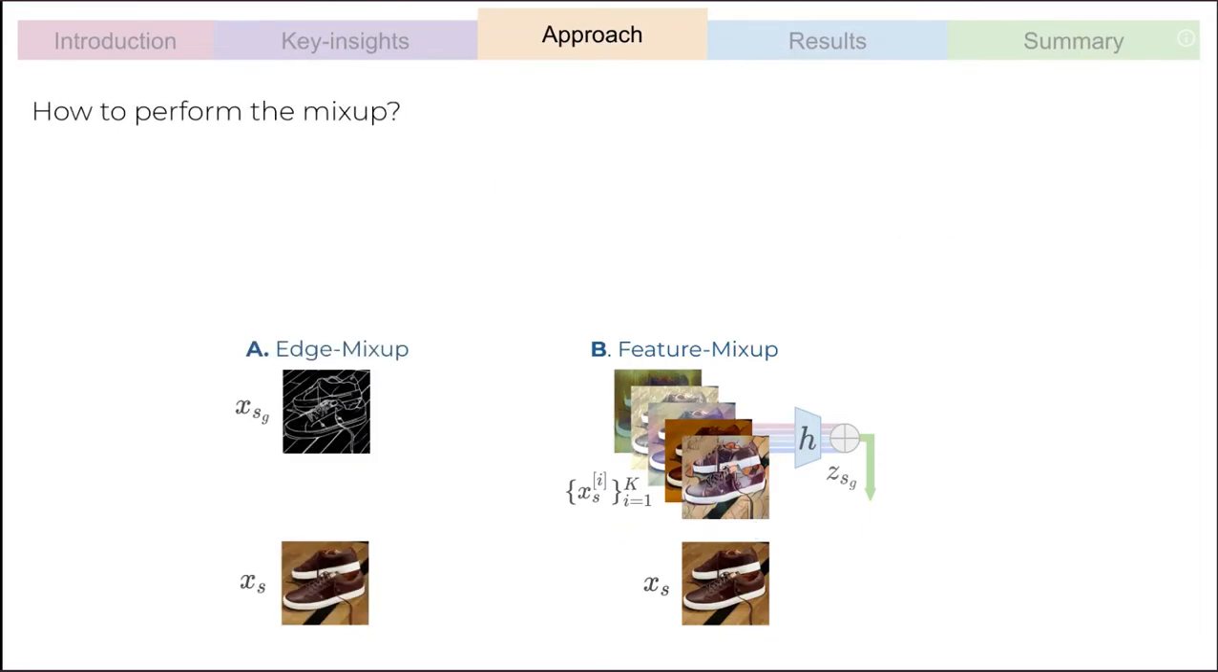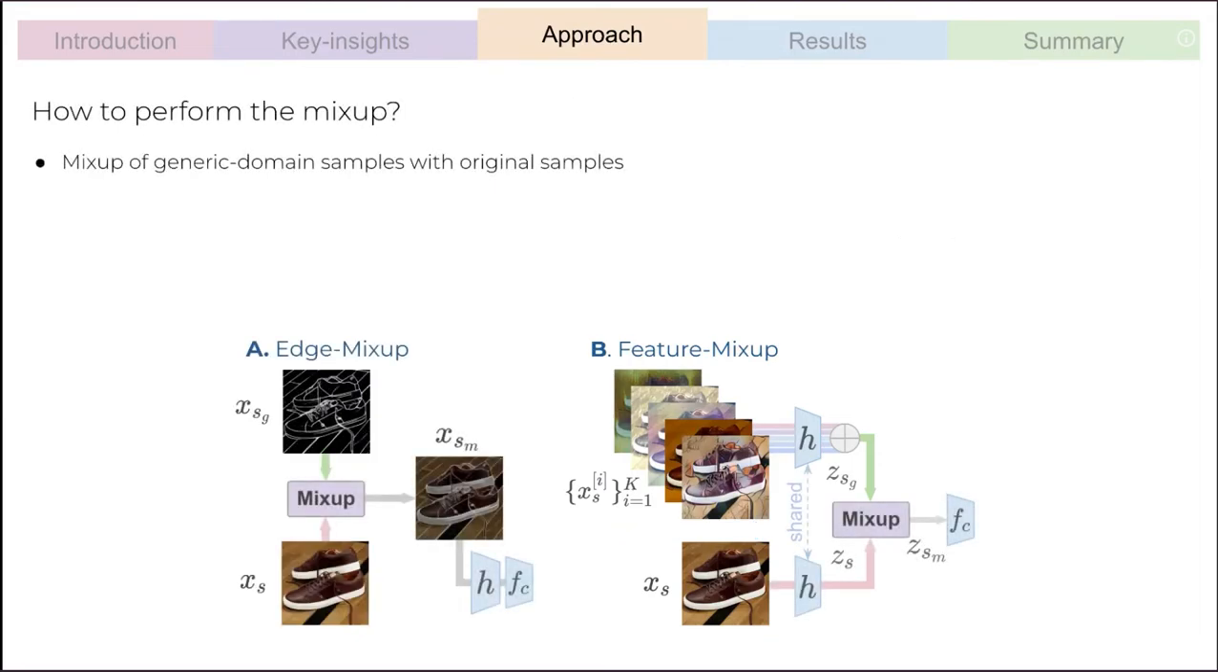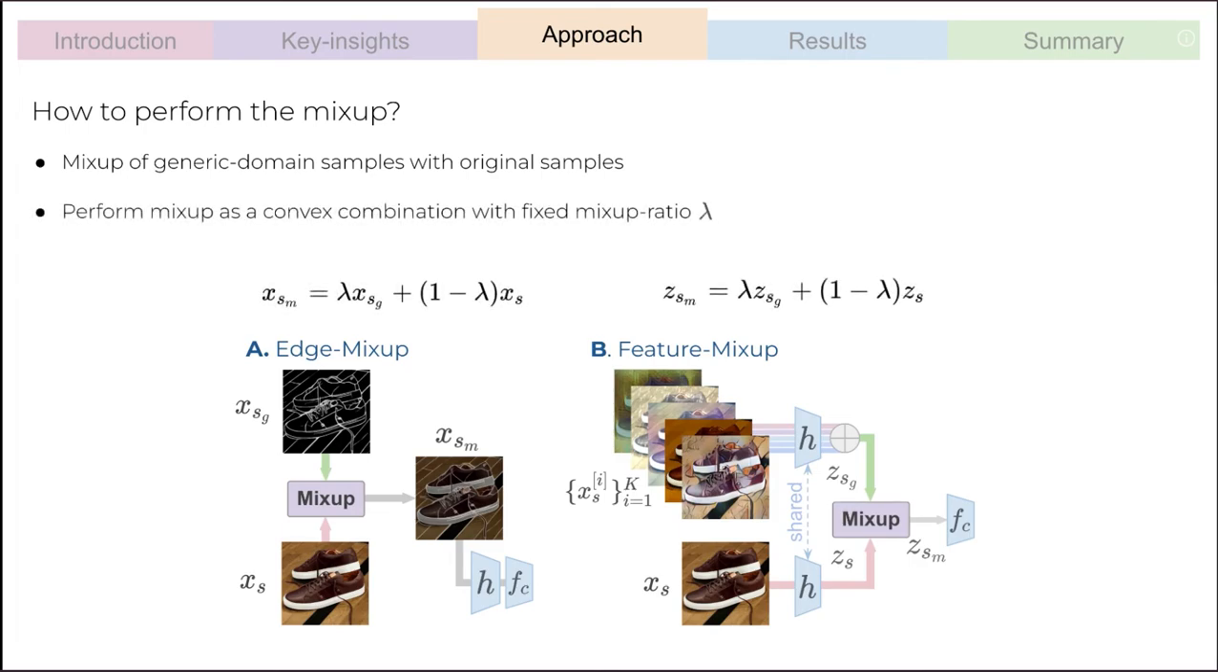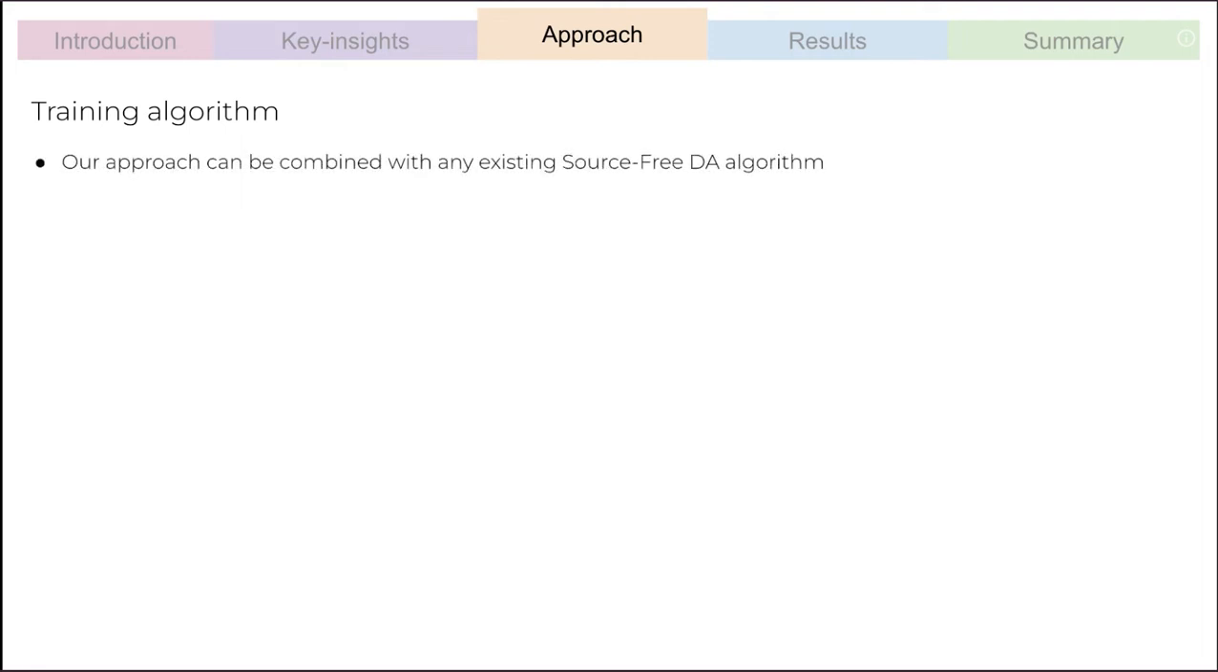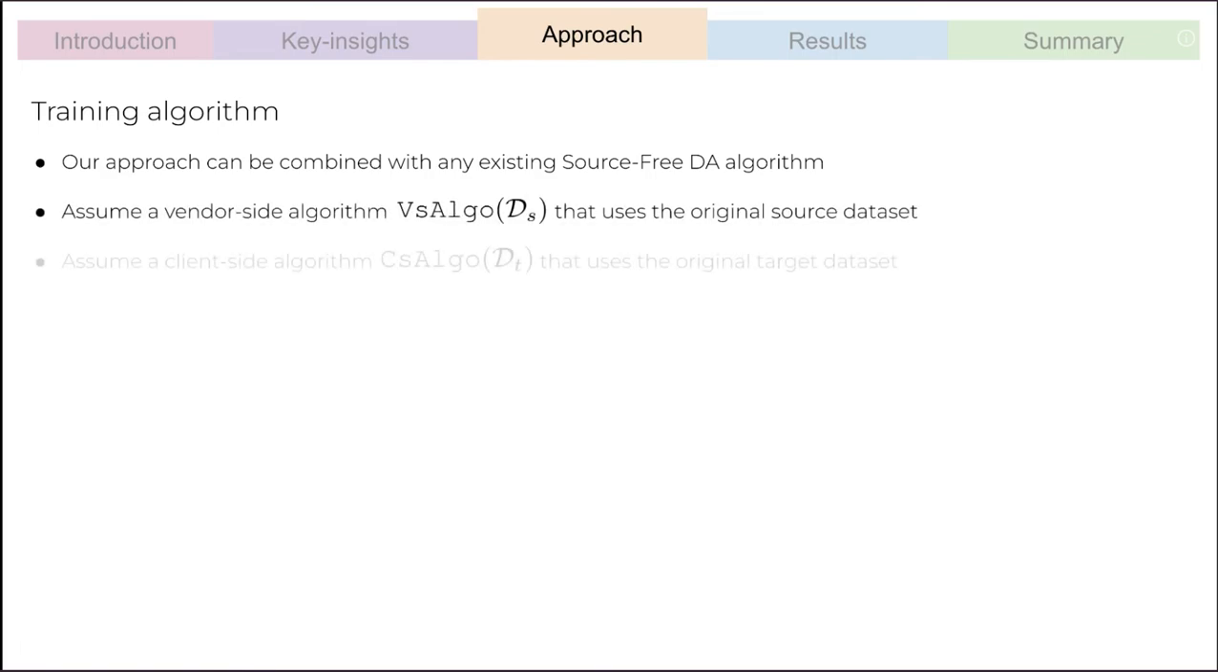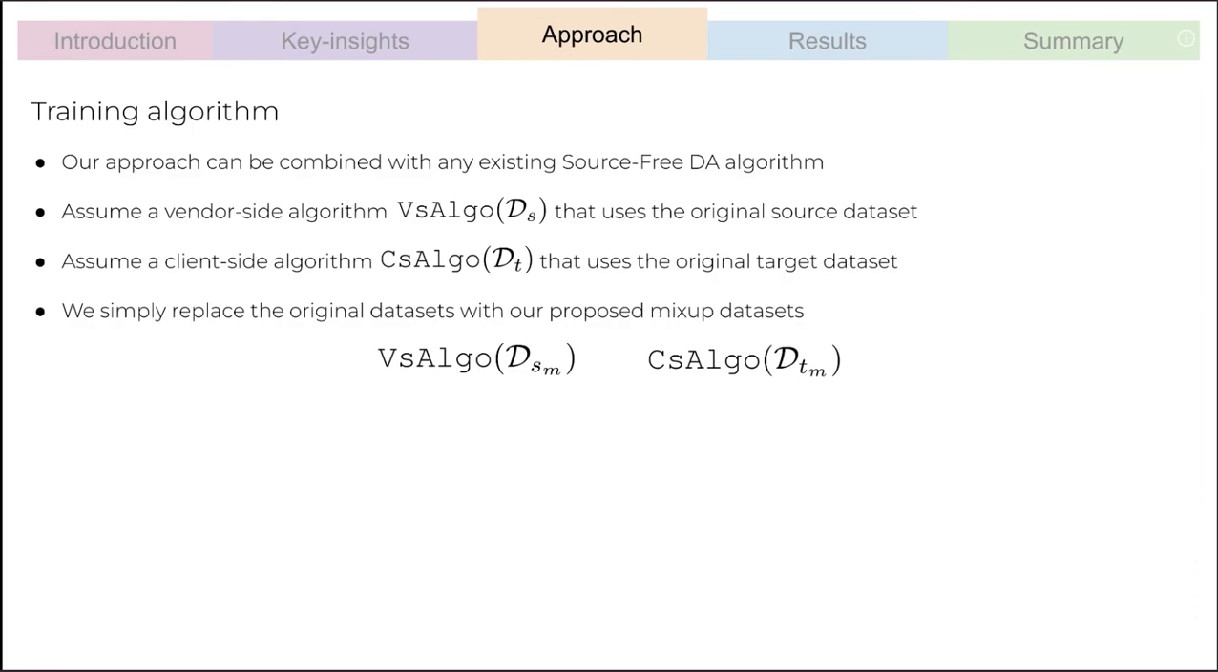Next, how to perform mix-up. As per our insights, we mix up the original and corresponding generic domain samples. A simple convex combination with a fixed mix-up ratio works well and validates our insights. Now we discuss the training algorithm. Our approach can be combined with any existing SFDA work. Assume a vendor-side algorithm VS-algo that uses the original source data DS and a client-side algorithm CS-algo that uses the original target data DT. For training, we simply use our proposed mix-up datasets DSM and DTM as shown.